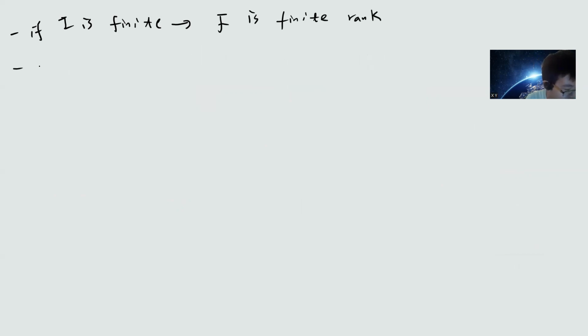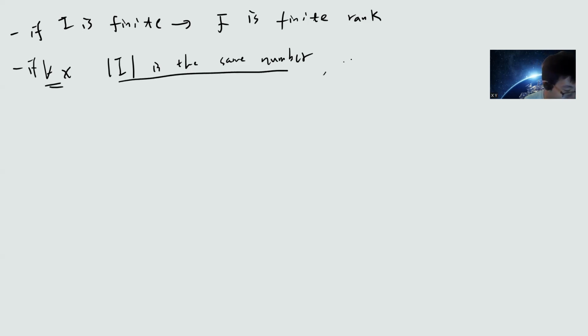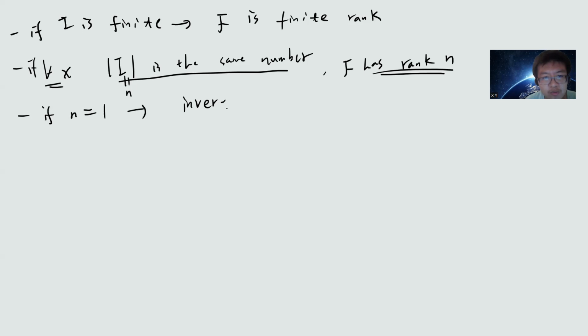Okay, for every x, I is a set number. These are facts that I will not give the proof of, I just list them. So if for every x, I is a set number, then we say F has rank n. Suppose this is n. And if n is 1, then usually this is the famous one called an invertible sheaf.